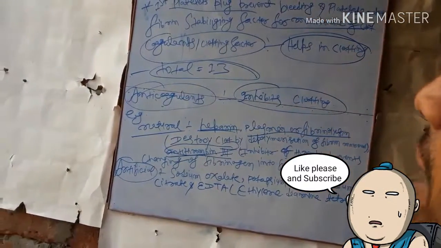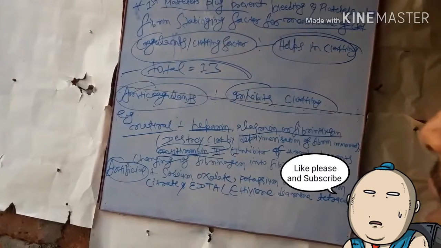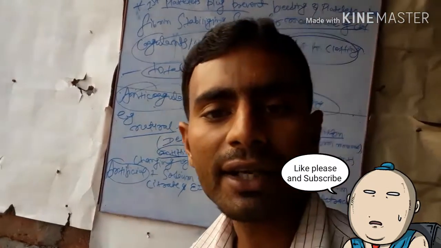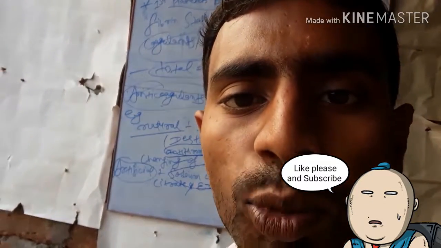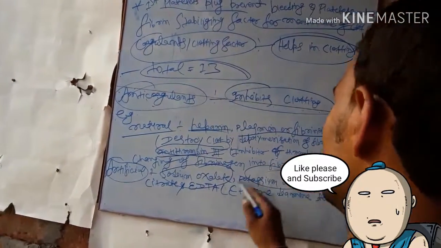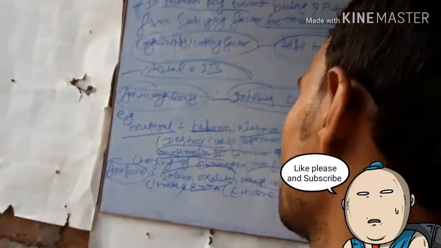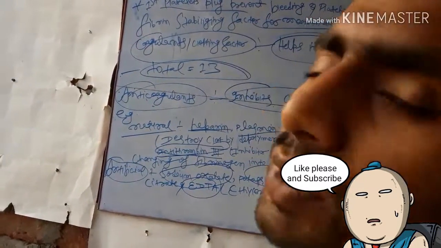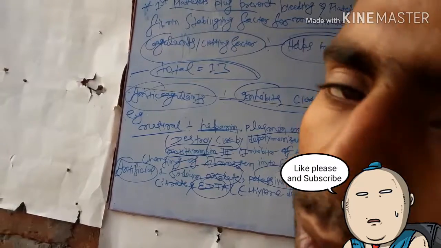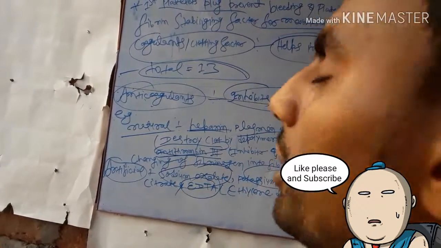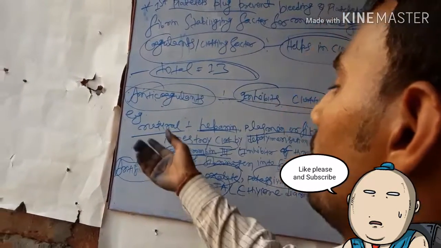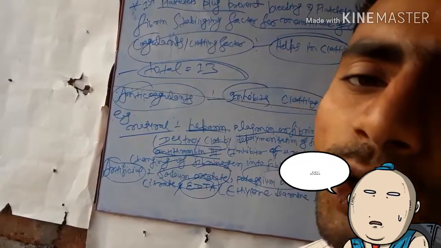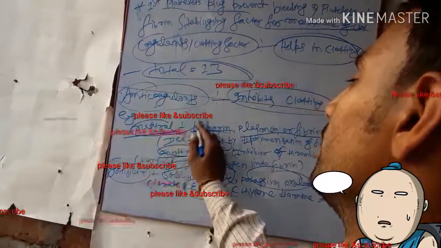Artificial anticoagulants are sodium oxalate, potassium oxalate, sodium citrate, and EDTA. EDTA stands for ethylene diamine tetraacetate. So these are the artificial anticoagulants, and those are the natural anticoagulants.